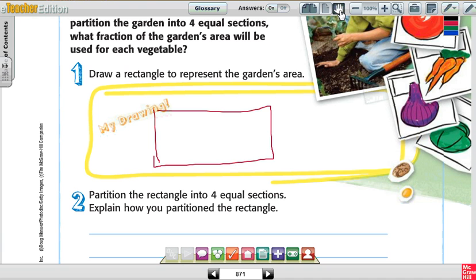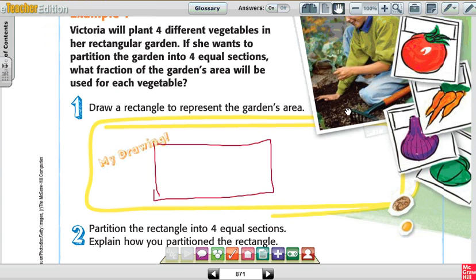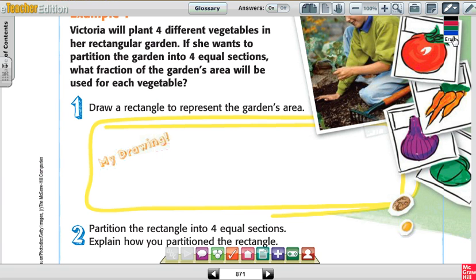It says, if she wants to partition the garden into 4 equal sections, what fraction of the garden area will be used for each vegetable? So she wants it into how many sections? How many sections does she want her garden in? 4. So it's a rectangular shape, and she wants it in 4 sections.